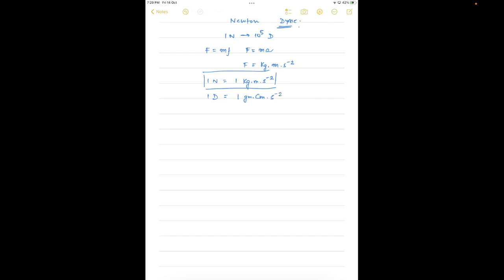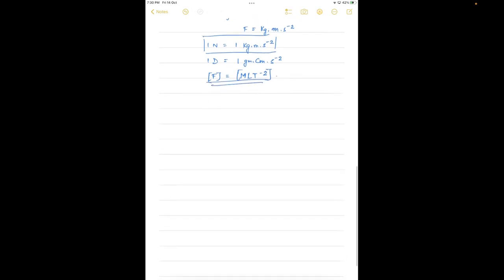Now from this conversion, you can write down the dimension of force. The dimension of force will be the dimension of kg, which is mass, M, then meter means L, and second is time, T to the power minus 2. So this is actually pretty easy.